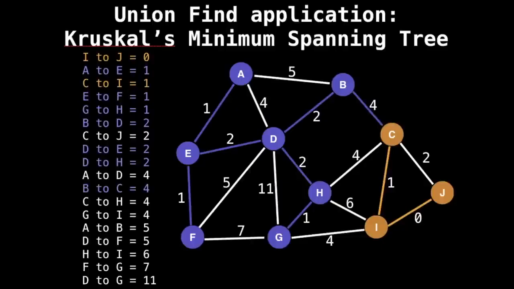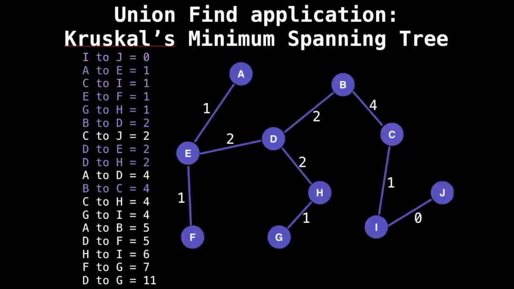Next, we want to include edge B to C. B to C belong to different groups, so merge the 2 groups into one larger group. So we have found the minimum spanning tree using Kruskal's minimum spanning tree algorithm. Pretty neat, right?